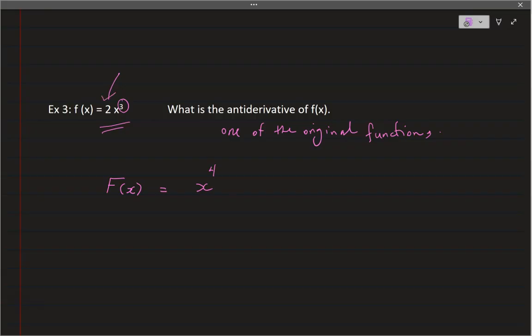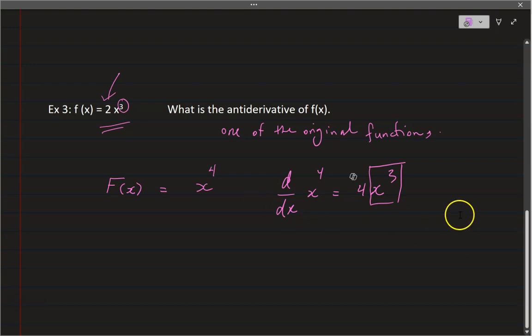So when you take the derivative of x to the 4th, d/dx of x to the 4th, that becomes 4x cubed. Very good. I need you to focus on this x cubed right now. We have the x cubed here, and we have x cubed there. That's very good. But we ended up getting 4x cubed, but here it is 2x cubed.